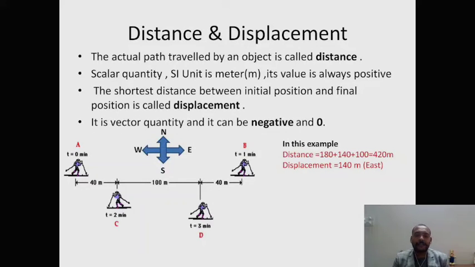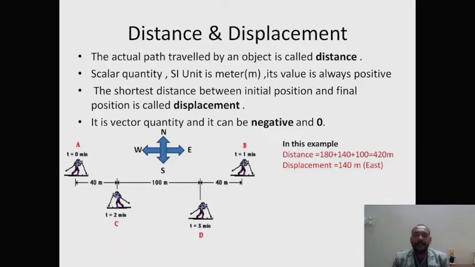In this example, we can see a square changing its position from A to B, taking one minute to reach, and from position B to position C another 1 minute, position C to position D another 1 minute. So here we can see the actual path traveled by an object is called distance, and the total distance traveled by the square in 3 minutes is equal to 420 meter.